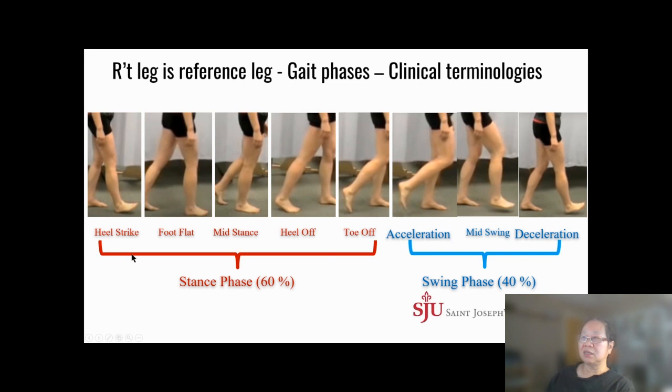So this is the stance phase. Once the right leg goes into the swing phase, it starts to accelerate until it's in the middle of the swing, and then it needs to decelerate to prepare for contacting again. Swing phase is 40% of the gait cycle.